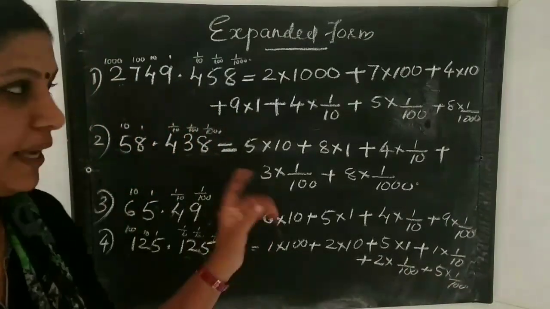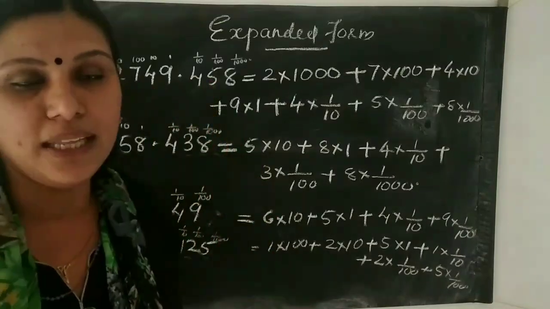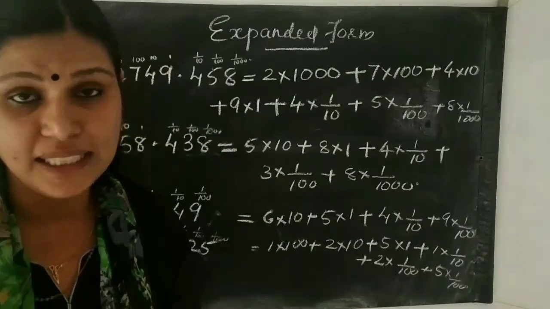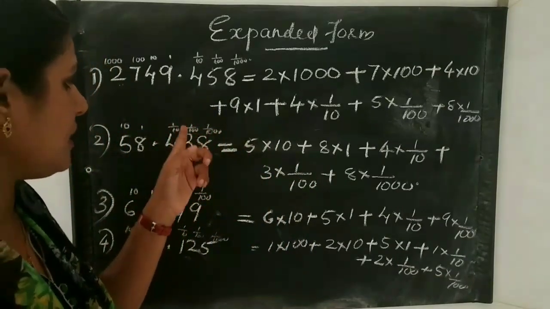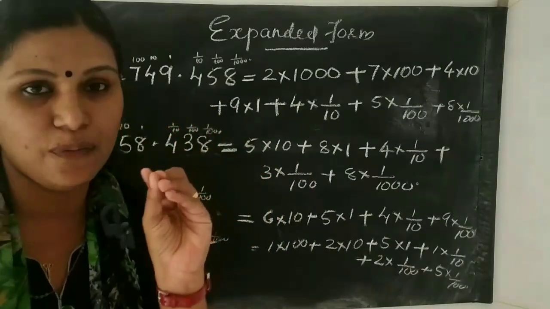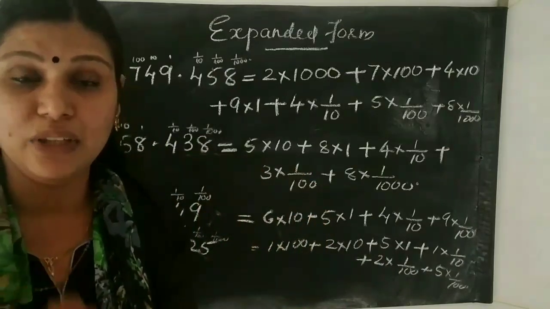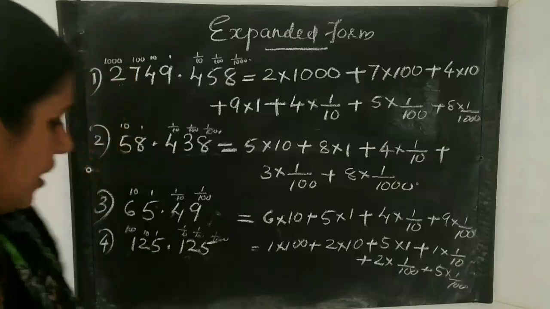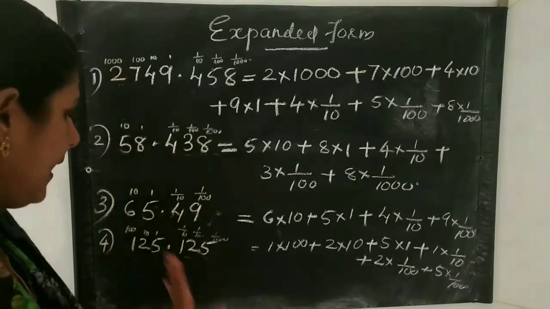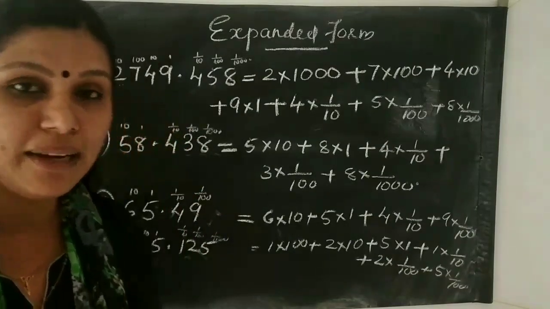If you know the correct place value, then you just multiply. That's very simple. For that I told you that you just write the place value on the top. Then you should multiply, and you can write it very easily. Okay, now you understood how to write the expanded form of a decimal number.